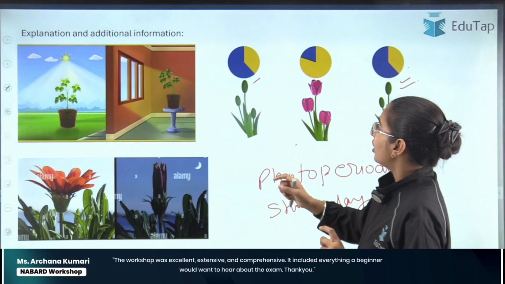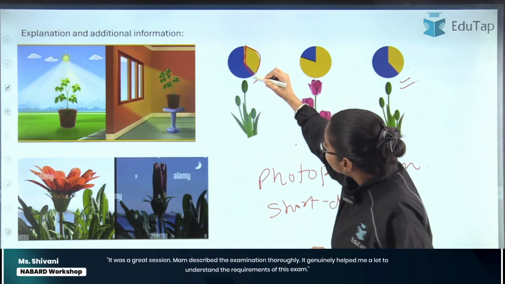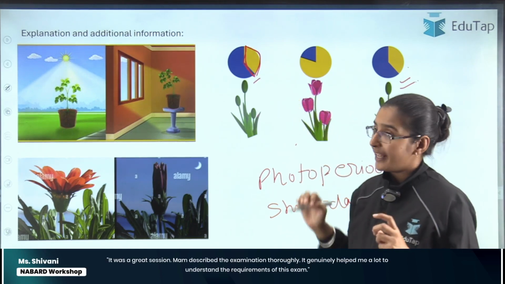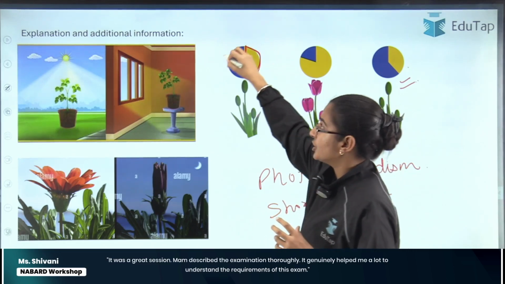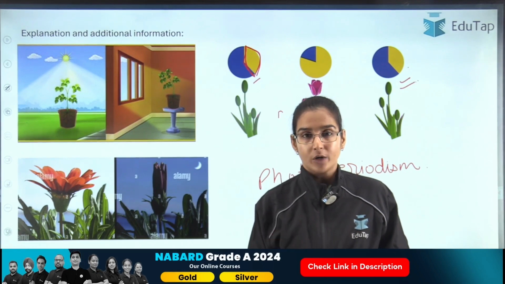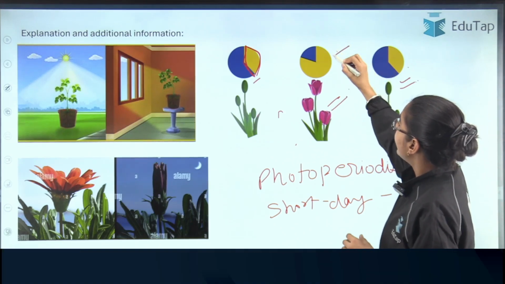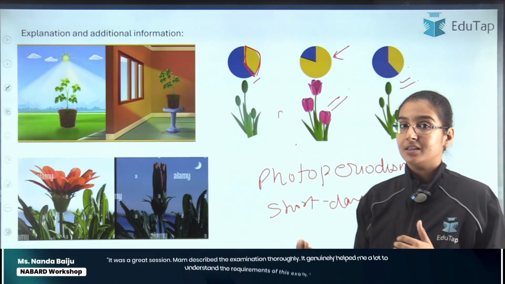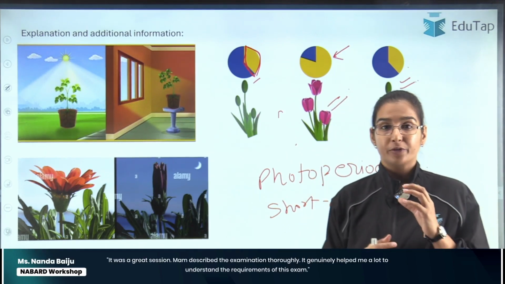Now why will it be called a short day plant? Because the flowering happens in the time period where the length of the day is shorter as compared to the critical duration period, right? So that is a short day plant. And then there are long day plants. As the name itself suggests, when the flowering happens when the length of the day is more than the critical duration, then that will be known as the long day plant.